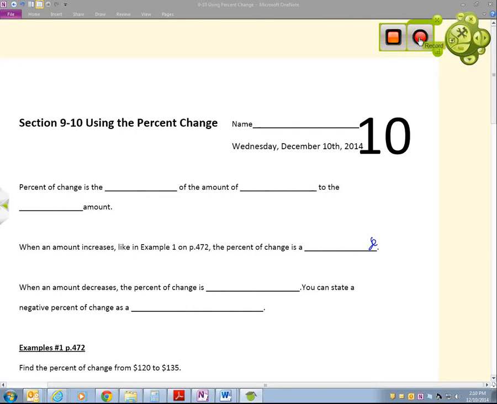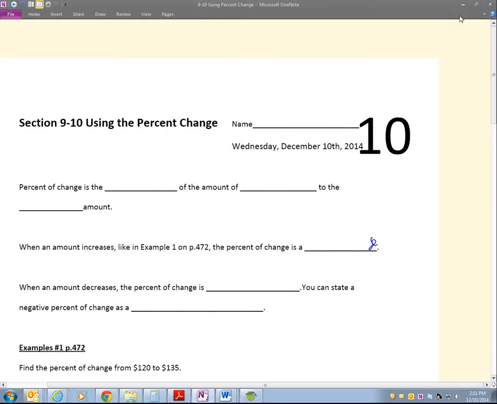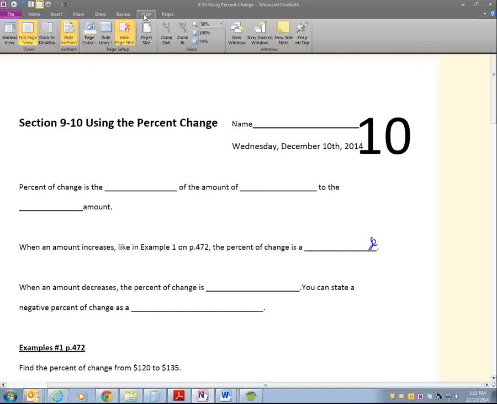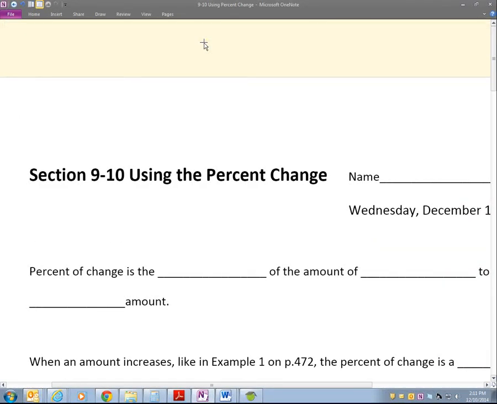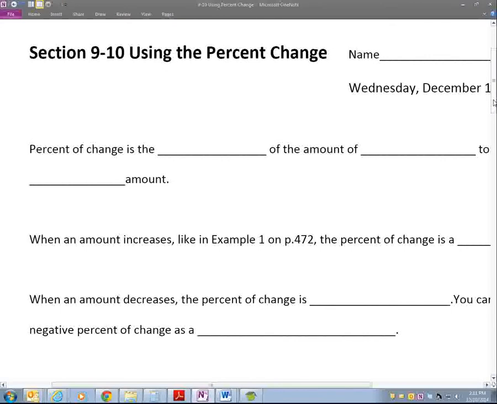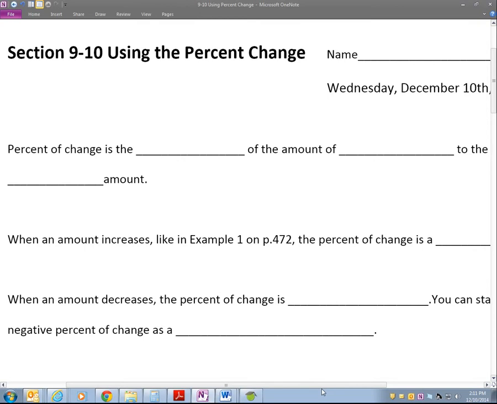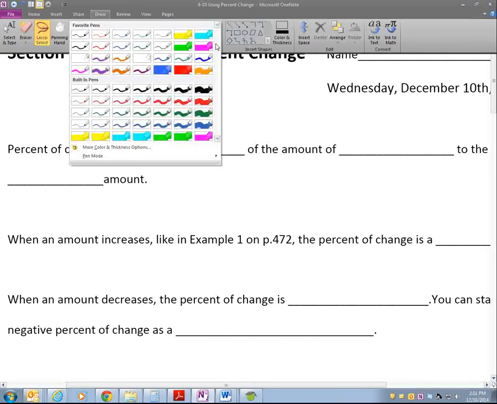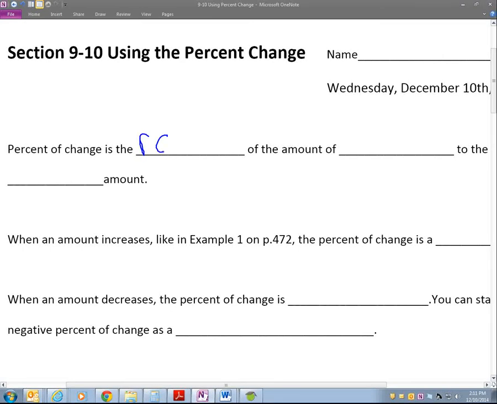The final section of this Chapter 9 unit is 9-10, using the percent change. Now, the percent of change is the blank of the amount of blank to the blank amount. What that's saying here is the percent of change is from the first unit that we did in this section, which is ratios. It is the ratio.